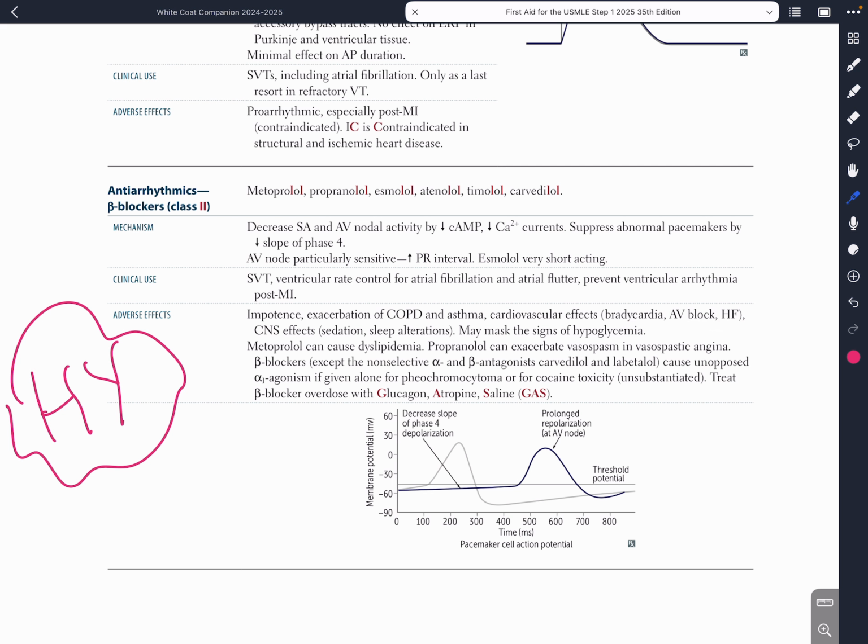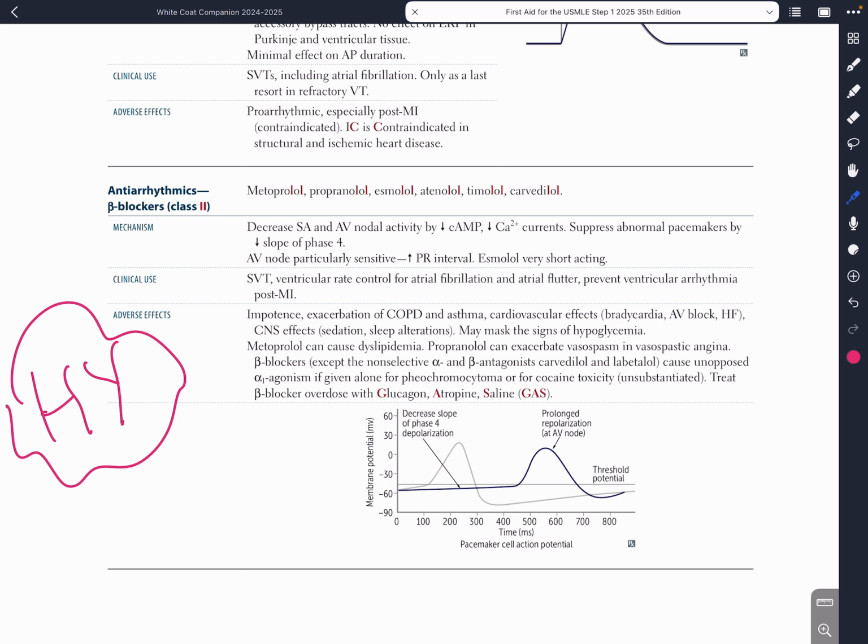So be very cautious of prescribing beta blocker to elderly people. Elderly people genuinely have low heart rate, so it can potentiate bradycardia, AV block, and heart failure. So adverse effect of beta blockers is that it can cause bradycardia, AV block, and heart failure. So be very careful of prescribing beta blockers in an elderly population.